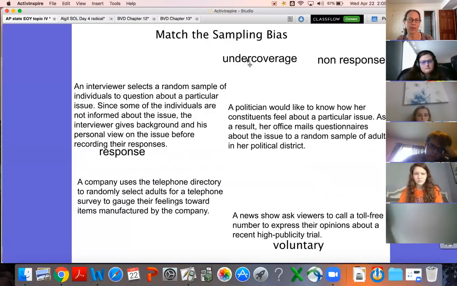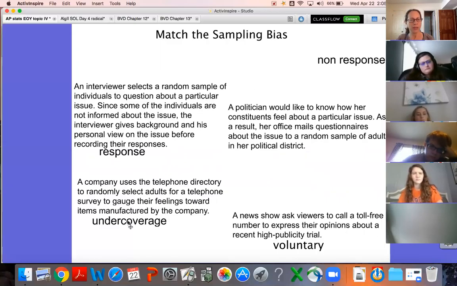Probably under coverage. So you think that there's people who are being left out? Yeah, I would have to agree because not everybody has phones. And so only the people who have their numbers listed in the telephone directory are going to be called. So everybody who has private numbers will not get a chance. I think you're right. I think it's under coverage.